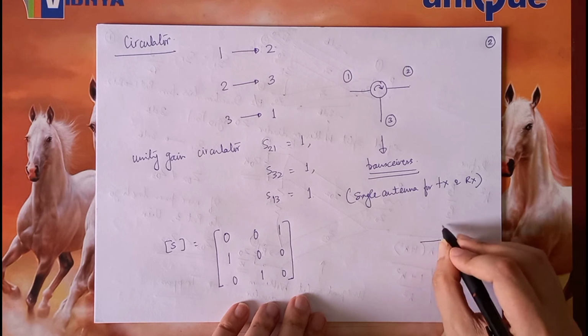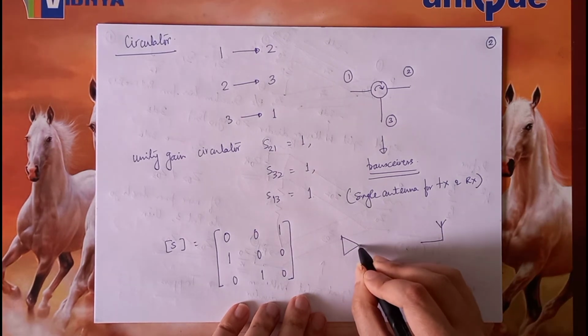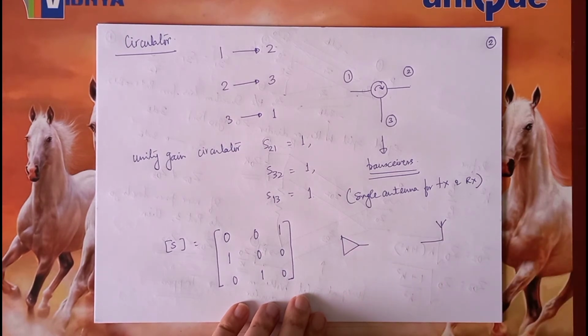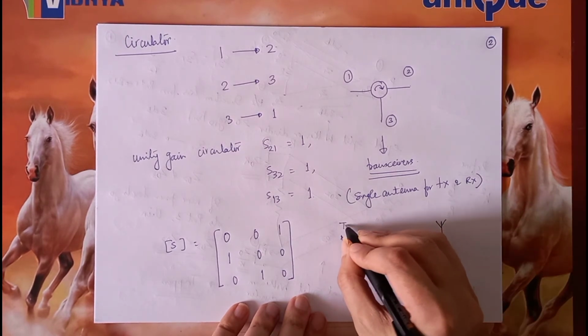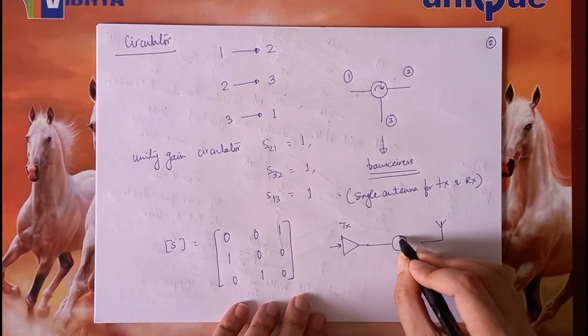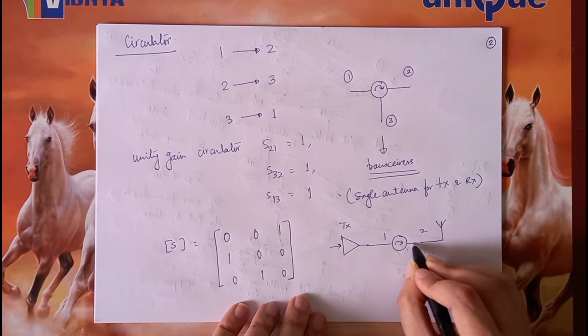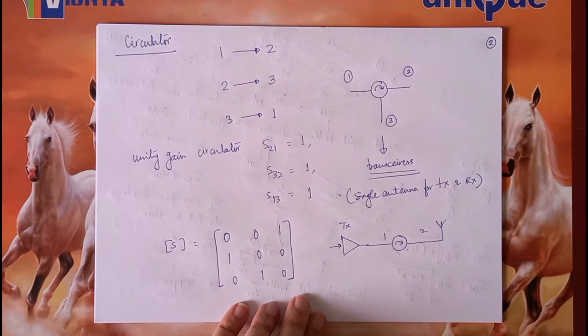So in that case, if you have an antenna and let us say you have an amplifier which has to pump the power into the antenna for transmission, this is the transmission amplifier. So therefore, if I connect a circulator over here, whatever is the input at port 1 will exactly go to port 2 to the antenna.